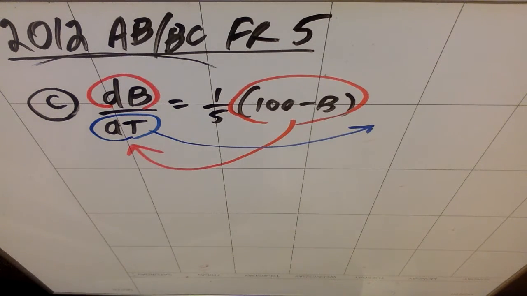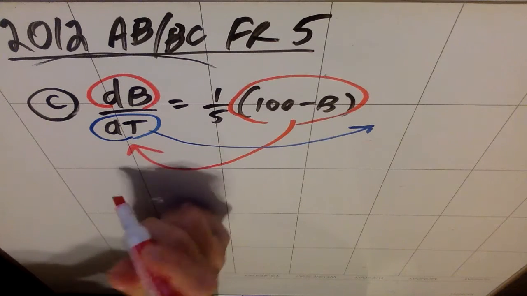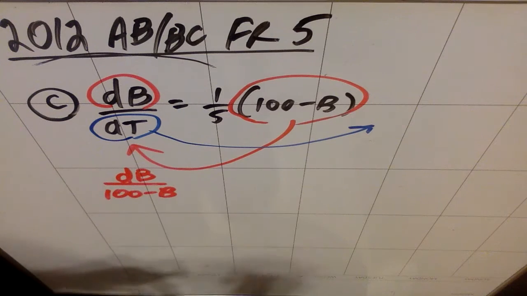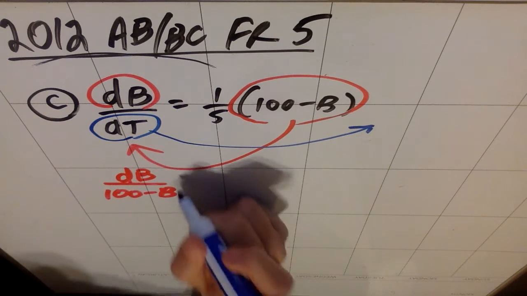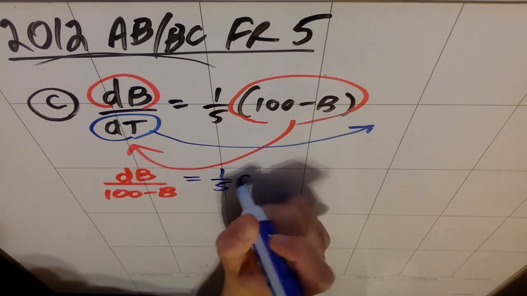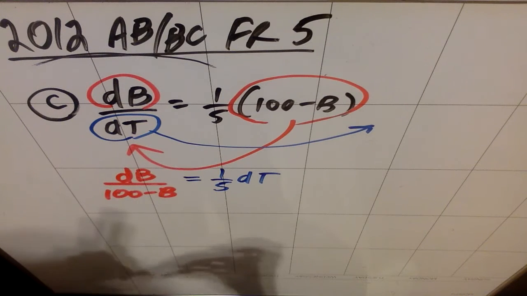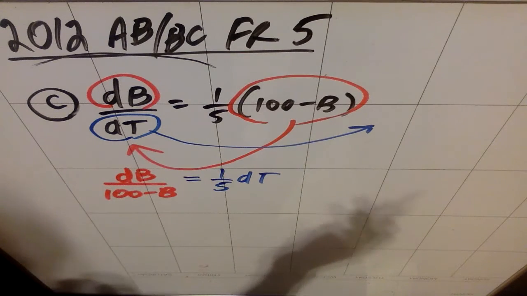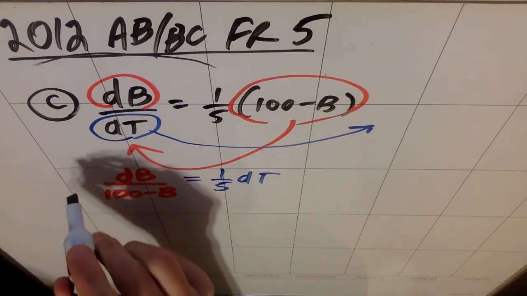So what I did was I made this a db over 100 minus b. And on the other side, I made this a 1/5 dt. Notice that you get 0 out of 5 points, according to the AP, if you don't separate the variables. So it very clearly says 0 out of 5 if no separation of variables.